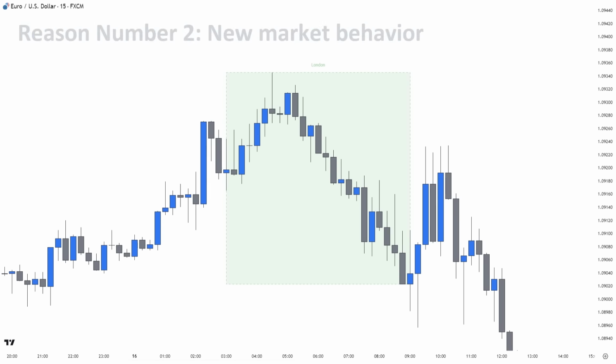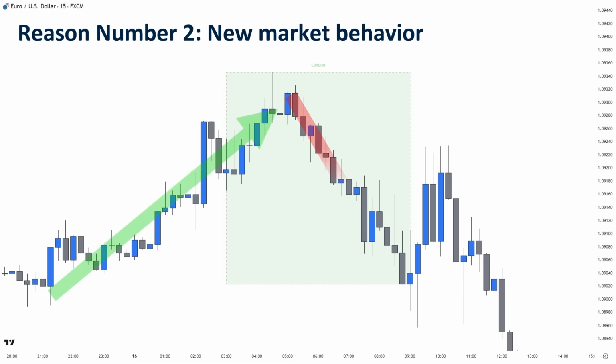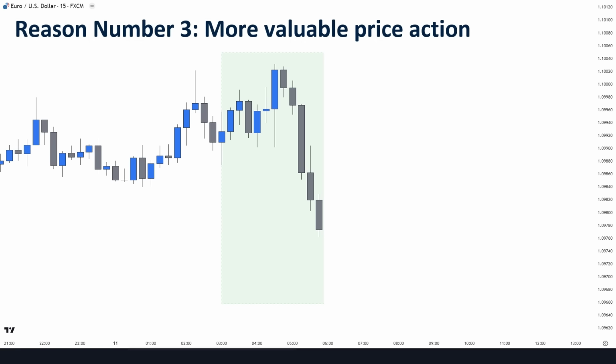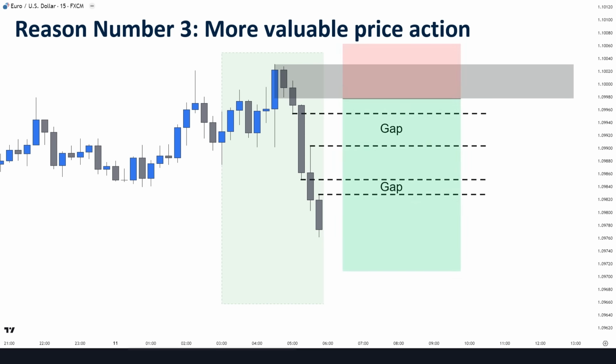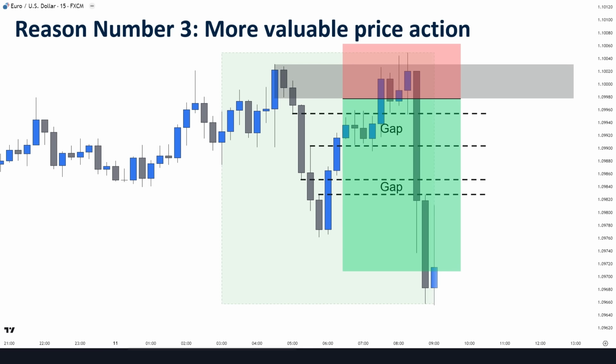The second factor is that when the London session begins, new participants join the market, making it move differently than in the Asian session. So we may witness new trends that are forming on the chart. The third factor is that the levels created in this session have more value for us. Usually the high and the low of the day are created within this trading session. So, the conditions are ready to make the most out of the high-probability trading opportunities we receive.